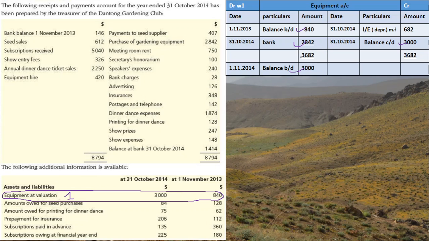And then you add this up, it comes to 3682. This side also 3682. The balance or the missing figure here is your depreciation. So this is your depreciation, the missing figure. And then you need to charge this in income and expenditure account. So I/E refers to income and expenditure account, so we'll be showing it in the income and expenditure account. This one.